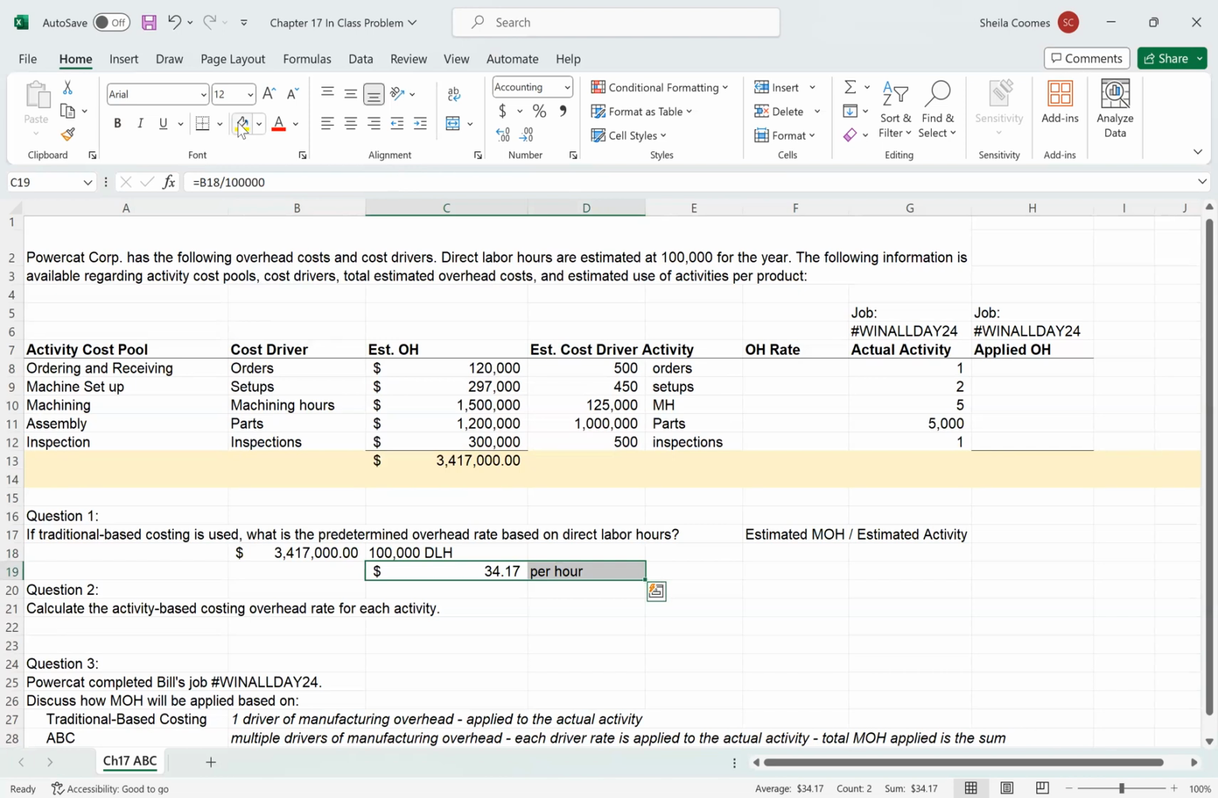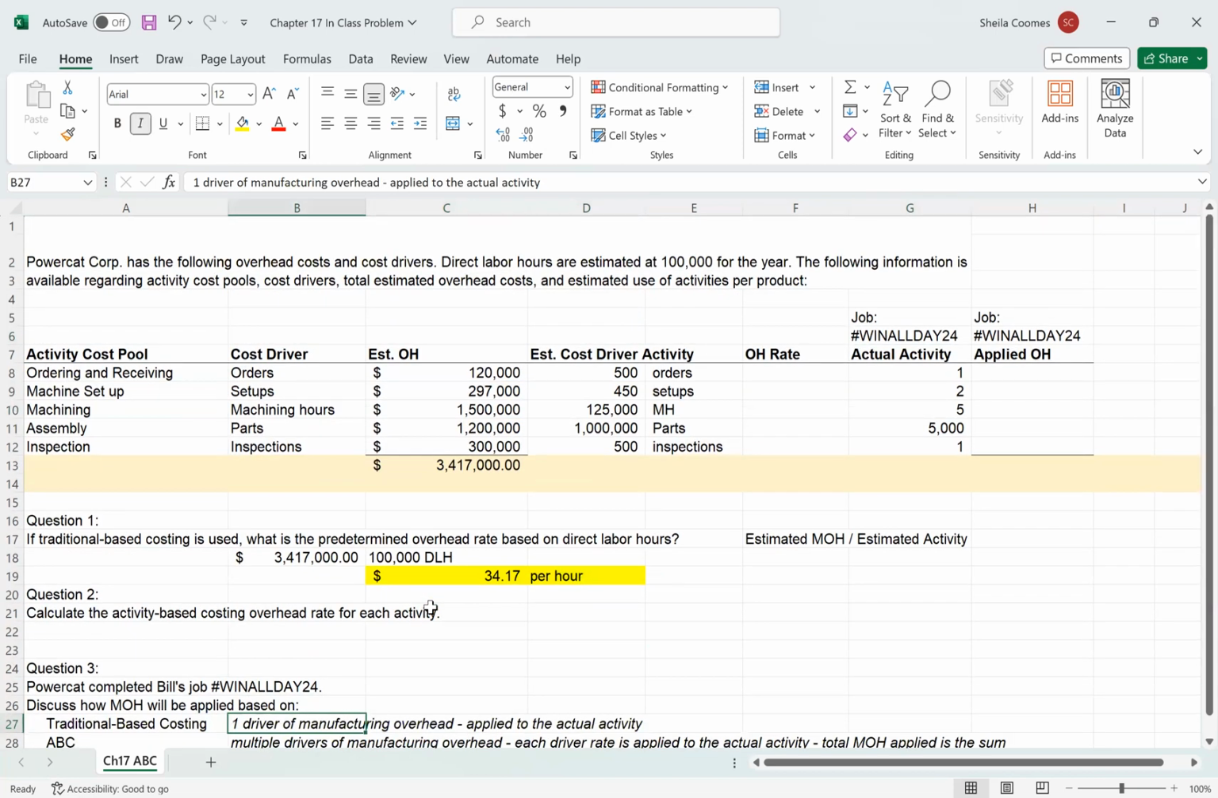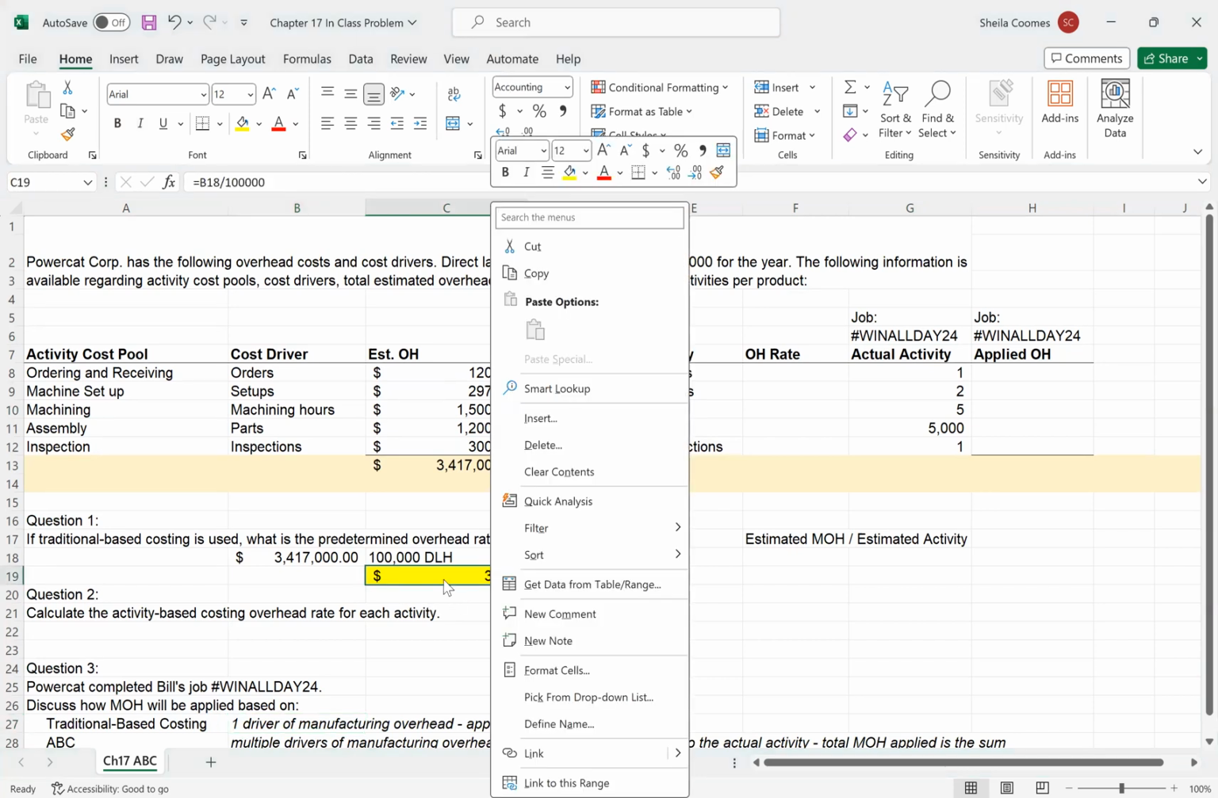Okay, and if we were going to apply traditional based costing to this problem, we would need to know how many direct labor hours were used in our job. Okay, now we don't have that information. We're just talking about what would happen. So we'd apply that to the actual activity. If it was 2,000 hours, whatever it might be, we'd take that times the 34.17 per hour.